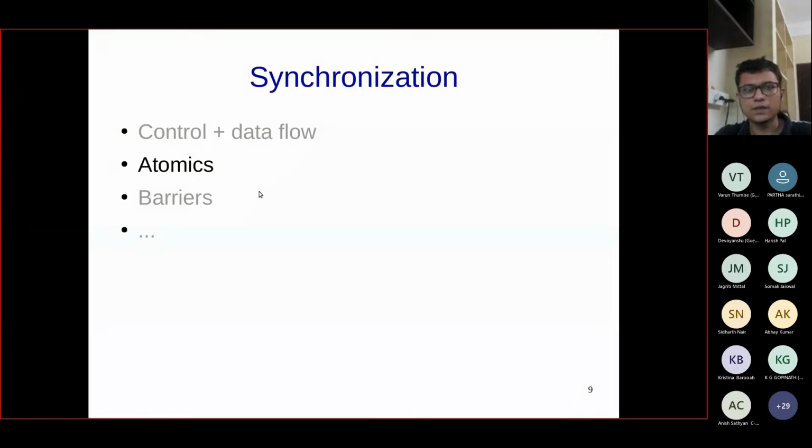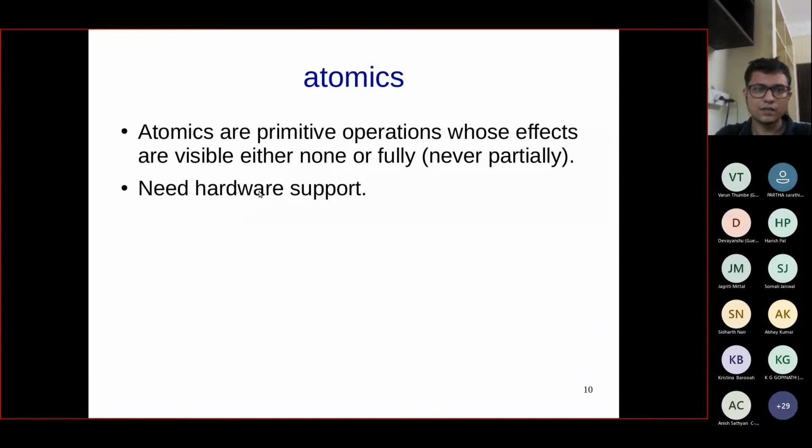move further. So let us try to understand what the atomics are, and then we'll move further. So atomics are sort of a primitive operation. Primitive operation meaning the basic operations like add, subtract, and all those things, multiplication, which are supported by the hardware.